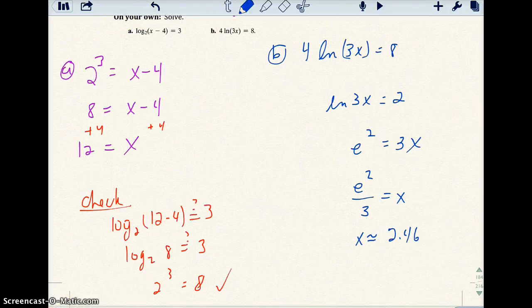Okay, so part A, I got x equals 12, and when I checked it in there, I got a true statement. That's the correct answer right here. Part B, when I solved it, I got x equals e squared over 3, x is approximately 2.46. And in the last example, I forgot to show the check. I did the check on the calculator, but I want you to show it on the test, especially because I don't know if you checked it unless you show me. You want to show this check.